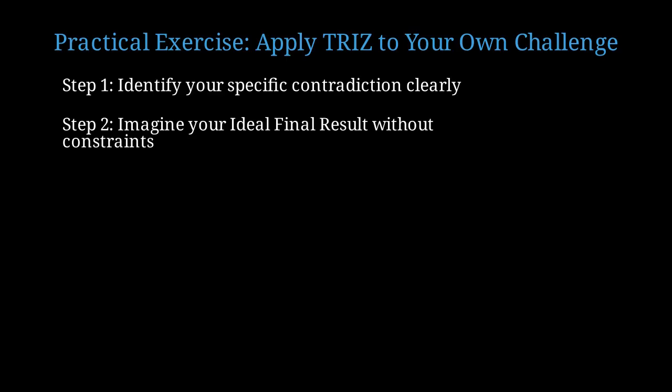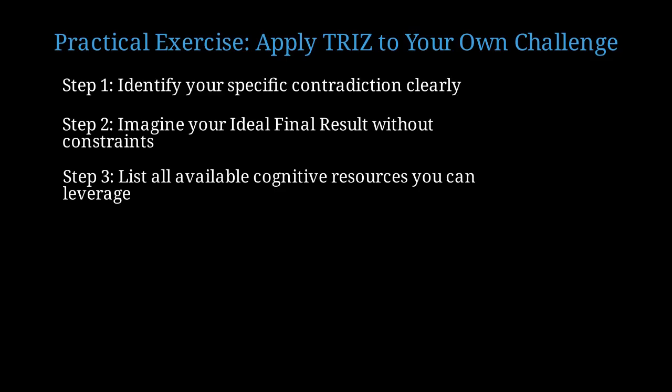Remove all constraints mentally. What would the perfect solution look like if everything were possible? Don't judge feasibility yet. Just envision the ideal. Step 3. List your available resources. What knowledge, skills, time, attention, tools, or relationships do you have that could be used differently? Resources are often hidden in plain sight.